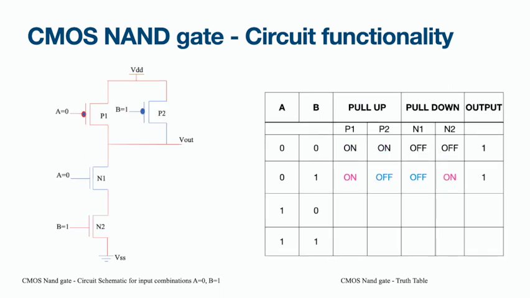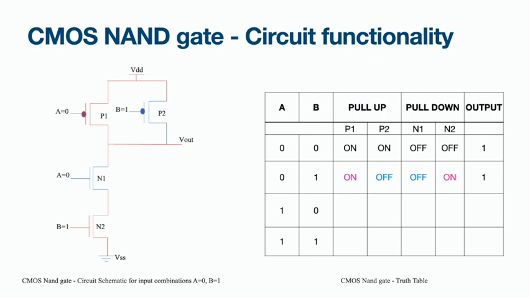Now let us consider the input A equal to 0 and B equal to 1. For this input combination, the transistor P1 is on because A is equal to 0. The transistor P2 is off because B is equal to 1, because we very well know that PMOS switches on when the input is equal to 0. And similarly, in the pull-down network, when A is equal to 0, N1 is switched off. When B is equal to 1, N2 is switched on.